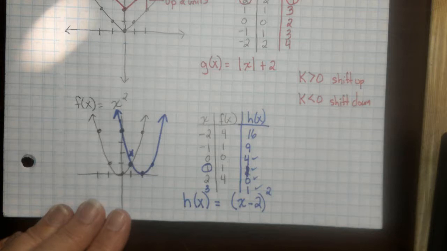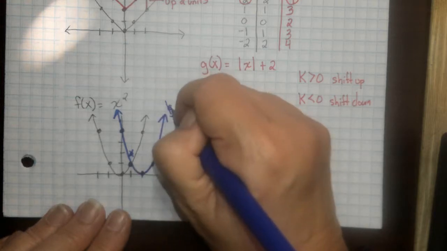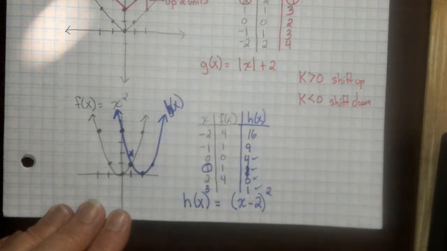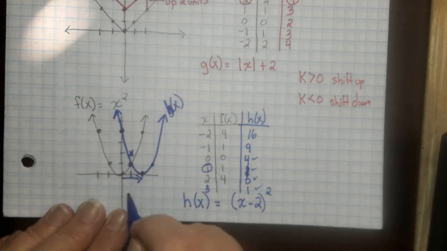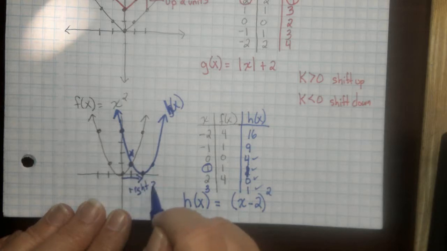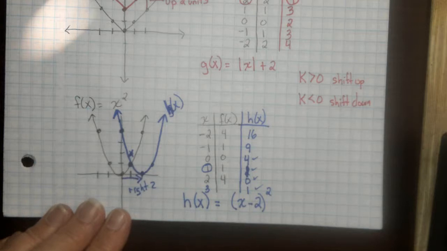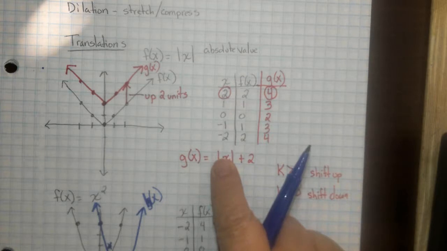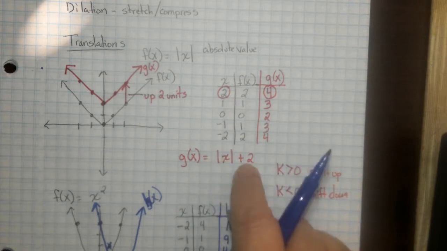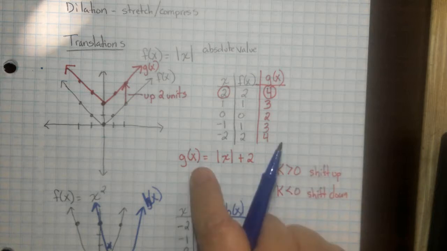So in words, what happened? This is my h of x. How did I move? To the right 2? Did you notice the difference? Here, I input my value, performed a function, and then added 2 before I got the output.